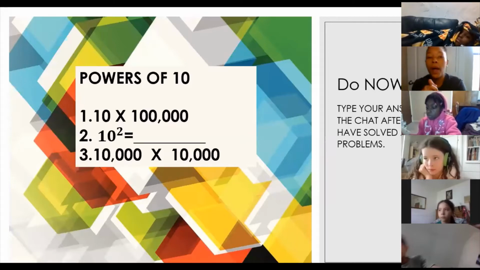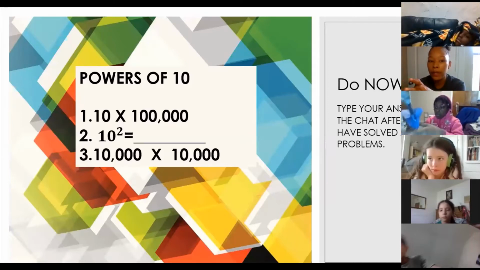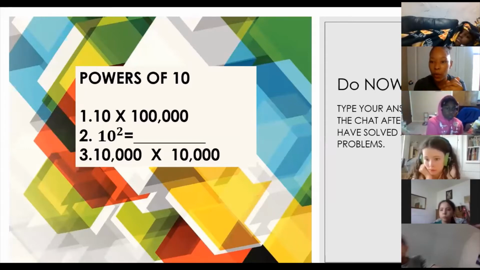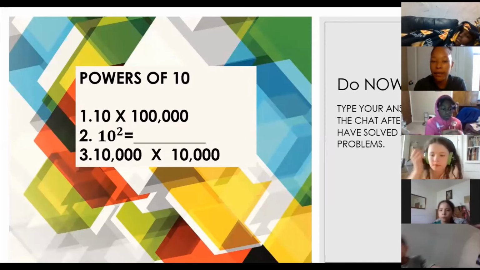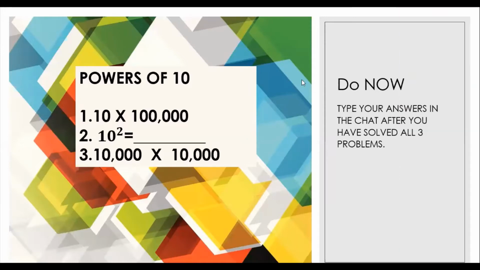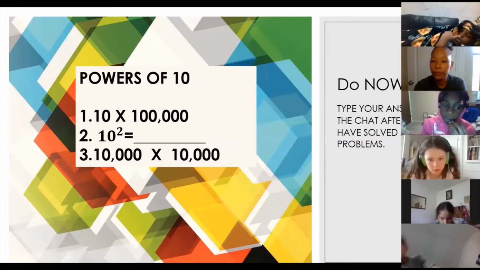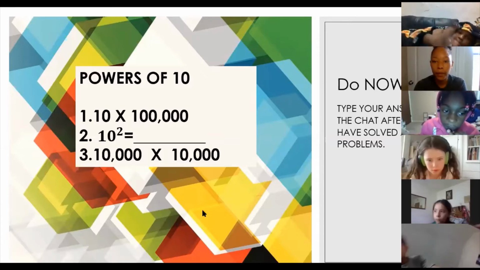So your do now is powers of 10, and you have 3 problems: 10 times 100,000, 10 to the second or 10 squared, and then 10,000 times 10,000. What I want you to do is take a minute, answer each question, and then type your answer in the chat after you've solved all 3 problems. Are there any questions so far? No? Good. We do it privately. Go ahead and solve.